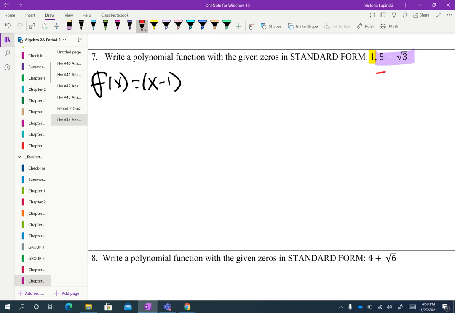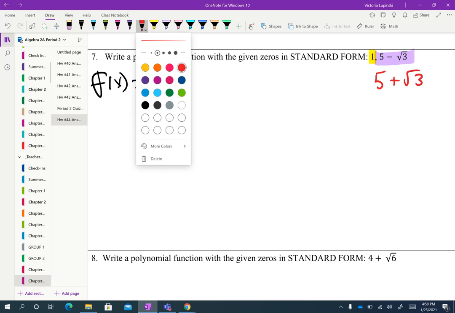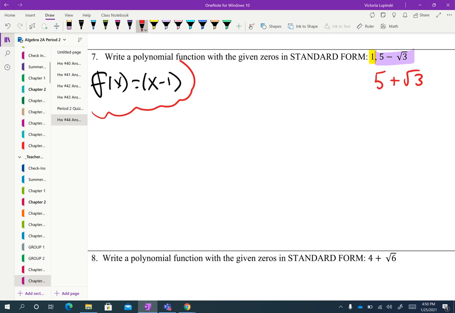So what can I automatically know? It also has to be 5 plus radical 3. Has to come in pairs. So I'm going to leave this x minus 1 where it is for a second. I'll come back to this when I need it, but I'm going to leave that in the corner for now, and I'm just going to deal with my 2 irrational roots.